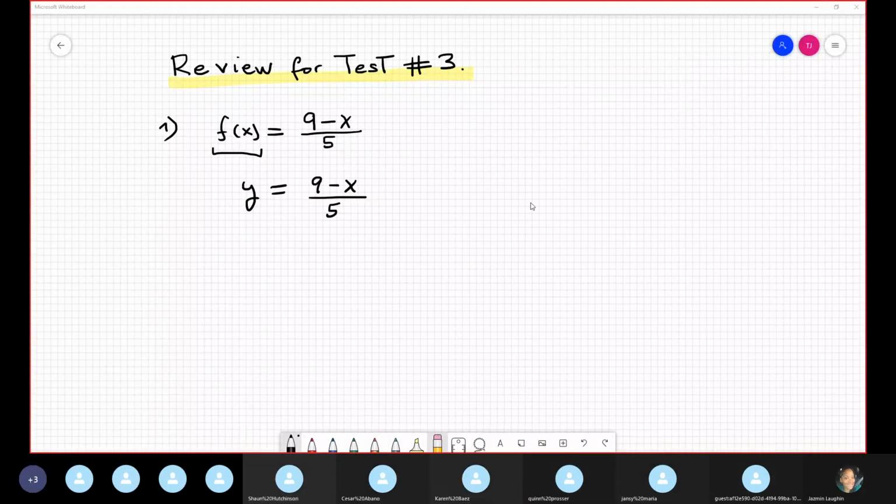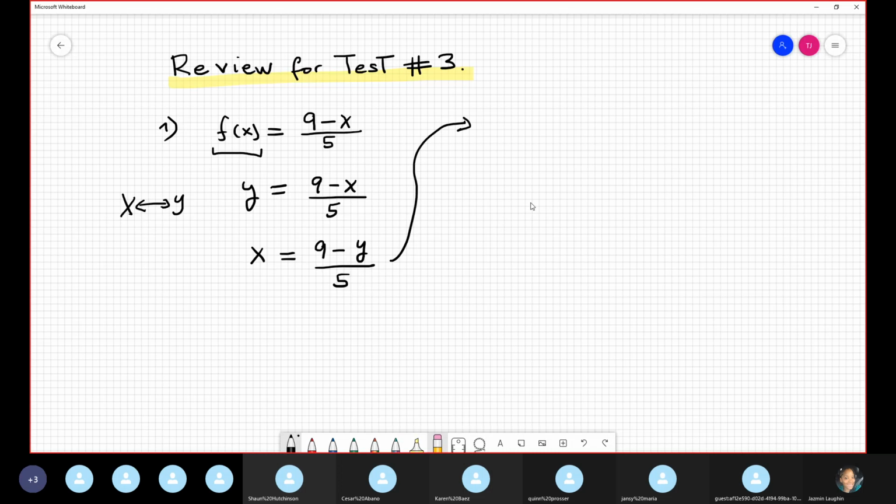Okay, now this is the most important idea. You interchange x and y. Okay, now my expression is x equals (9 minus y) over 5. And you do something in order to solve for y. For example, multiplication by 5: 5x equals 9 minus y.